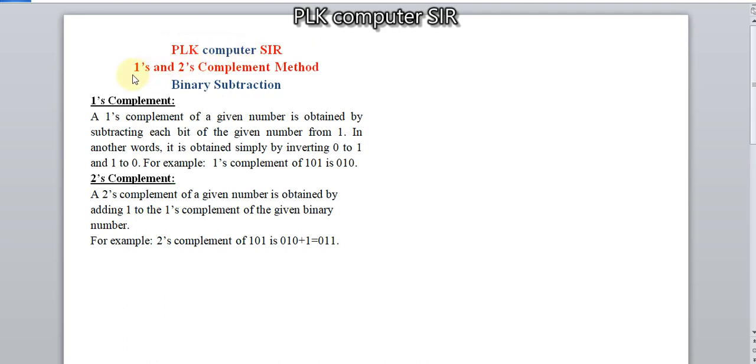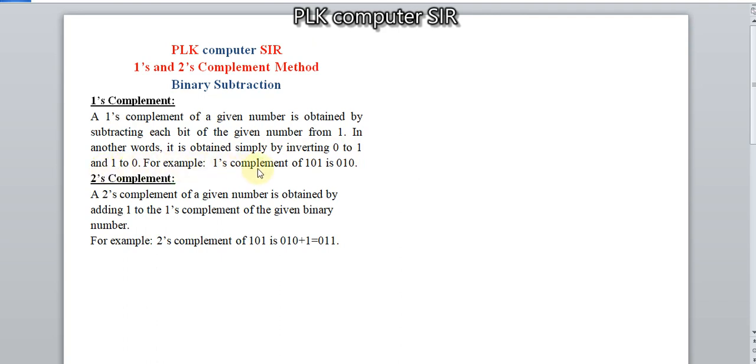In this tutorial video, we are going to learn about 1s and 2s complement method for binary subtraction. So my dear students, if we talk about 1s complement, the 1s complement of a given number is obtained by subtracting each bit of the given number from 1. In other words, it is obtained simply by inverting 0 to 1 and 1 to 0.